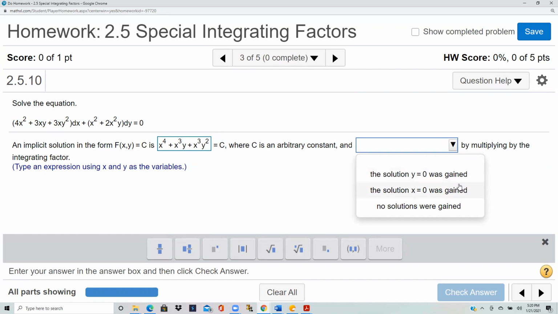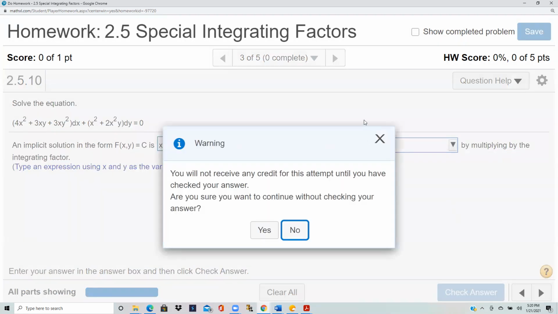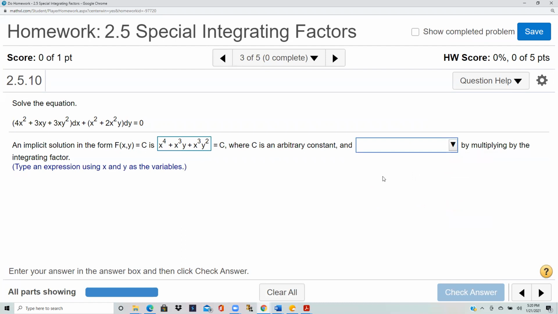So in the previous problem, the integrating factor was 1 over x squared. Just remember that in the previous problem, the integrating factor was 1 over x squared. And anytime you have 1 over x or 1 over x squared, or 1 over x cubed, or anything like that, when that multiplies with the original equation, it can get rid of an x that is sitting in the numerator, and therefore it can result in loss of a solution.